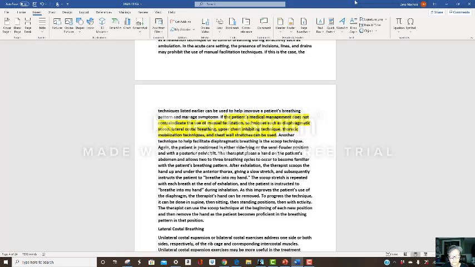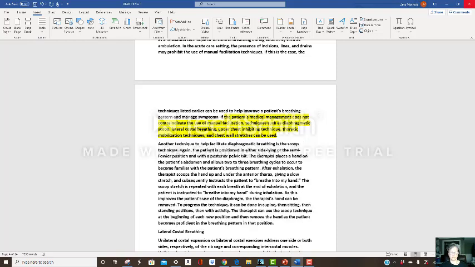The scoop stretch is repeated with each breath at the end of exhalation, and the patient is instructed to breathe into my hand during inhalation. As this improves the patient's use of the diaphragm, the therapist's hand can be removed. To progress the technique, it can be done in supine, then sitting, then standing positions, then with activity. The therapist can use the scoop technique at the beginning of each new position and then remove the hand as the patient becomes proficient in the breathing pattern in that position.